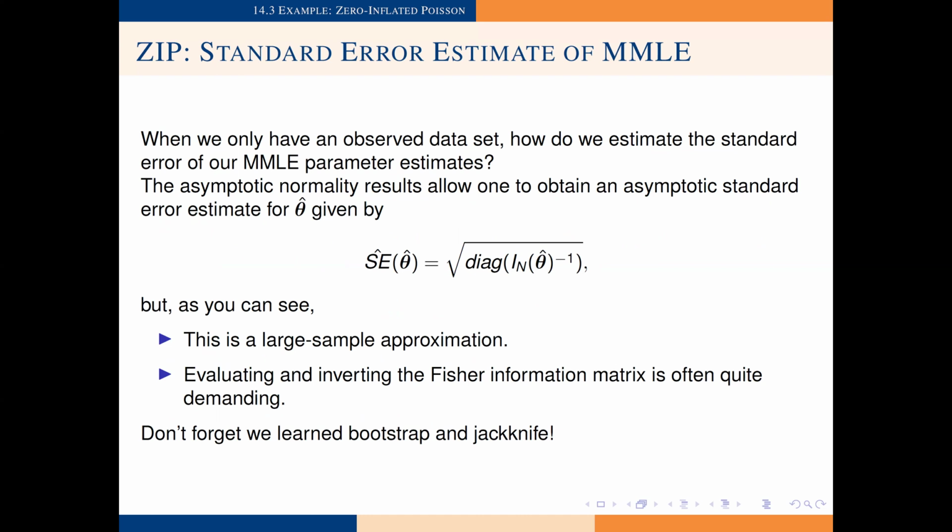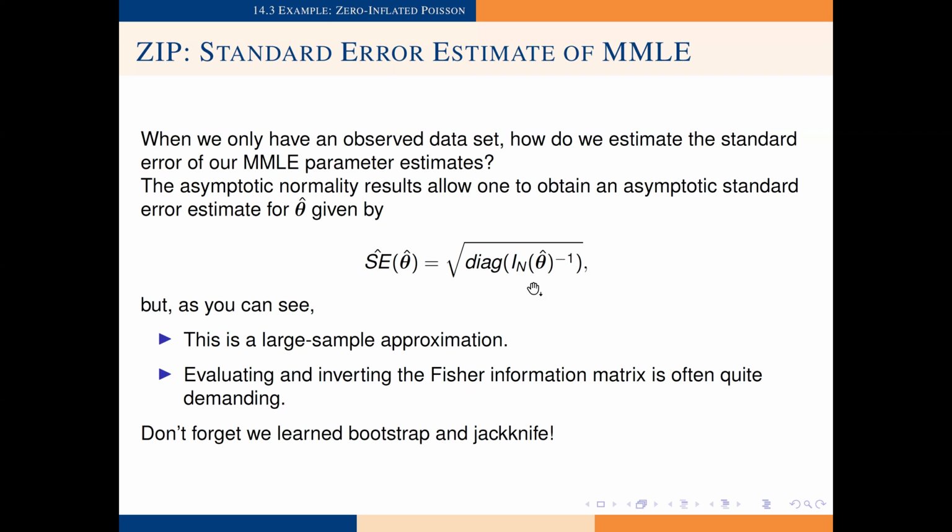However, if we only have one observed data set, and especially if your data set is small, how do you estimate the standard error of your MMLE parameters? So maybe sometimes, in addition to getting point estimates of lambda and pi, what you also want is some kind of standard error for them, right? You can apply the earlier asymptotic normality results. Essentially, what it tells you is that the asymptotic standard error, as the sample size goes to infinity, of this theta hat will be given by the square root of the diagonals of the inverse of the Fisher information matrix.